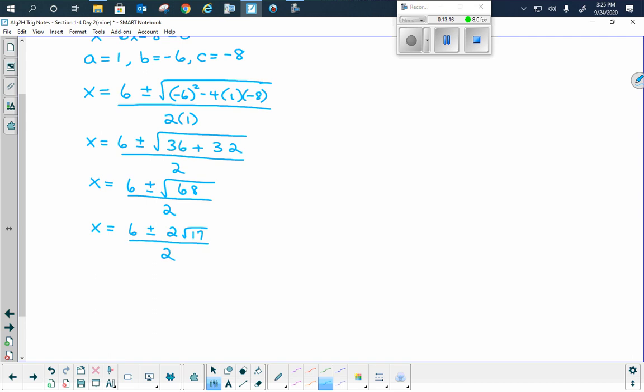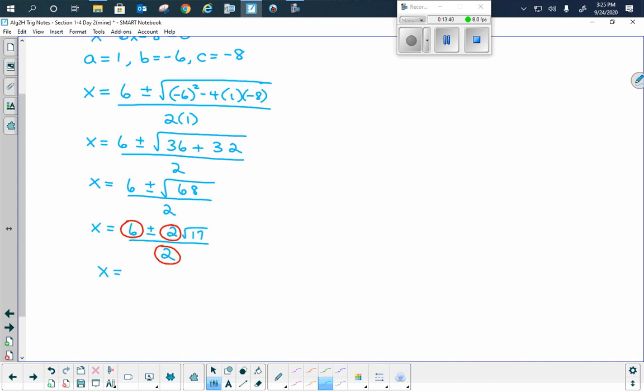Now at this point, most people can get here. At this point, you should be thinking, what can I reduce by? And when we reduce, if it can be reduced, then you should be looking at these 3 numbers that I'm circling, the 6, the 2, and the 2, and seeing if they can all reduce by the same number. And indeed they can. They can all be reduced by 2.